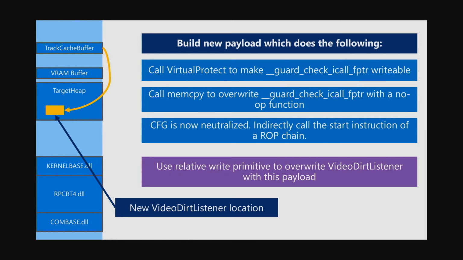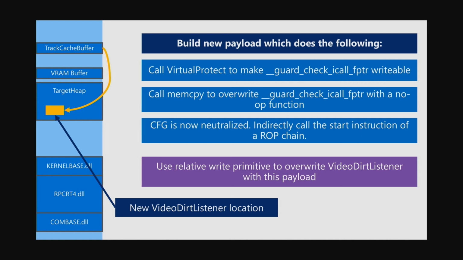Now that I know the address of the VirtualProtect function, I'm going to create my final payload. What this payload is going to do is first call VirtualProtect, and the reason that I can call VirtualProtect is because it is a DLL export, and by default, all DLL exports are valid indirect call targets. So I'm going to call VirtualProtect with parameters that I control to make that CFG check function pointer writable. I'm going to use the MemCopy gadget to overwrite the CFG check function pointer with a no-op function. And now that control flow guard is neutralized, I can go ahead and kick off a ROP chain.